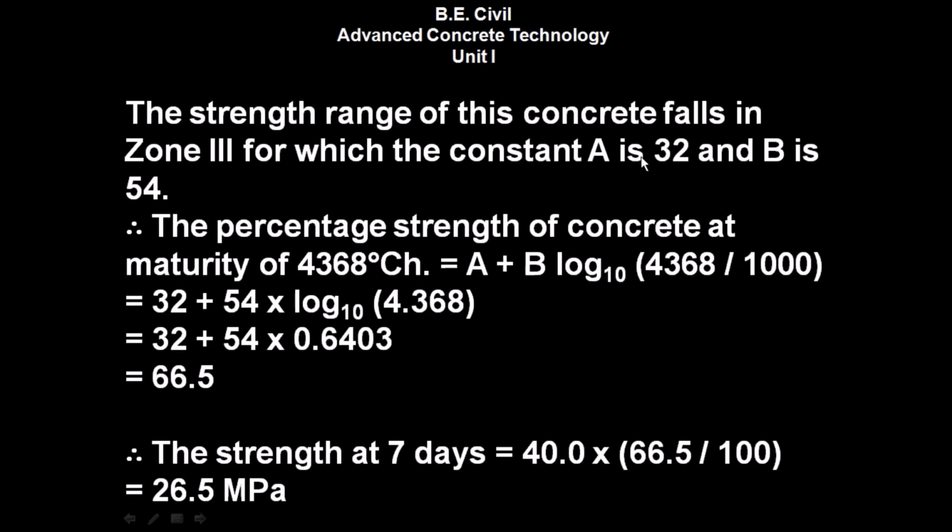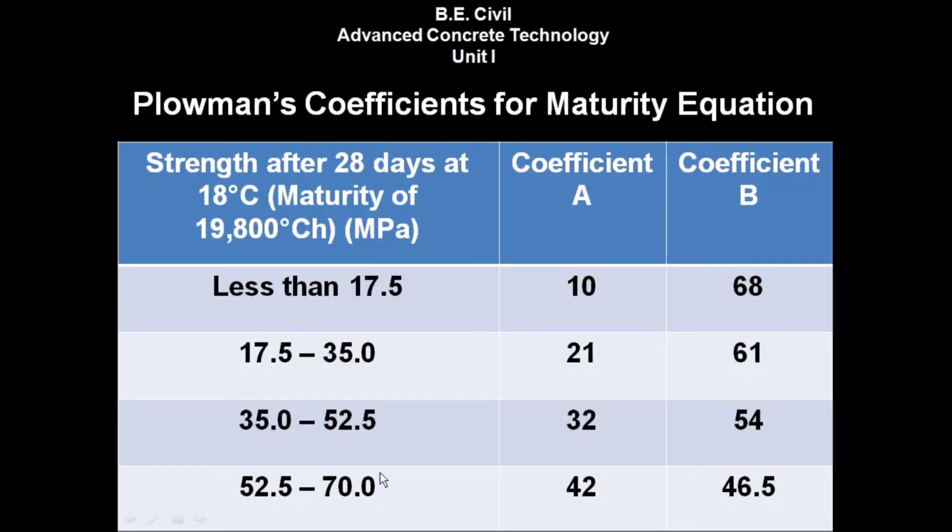So the strength range of this concrete falls in zone 3, for which the constant A is 32 and constant B is 54. So how is it taken? Now you can see, it lies between 35 to 52.5, so A and B are taken.